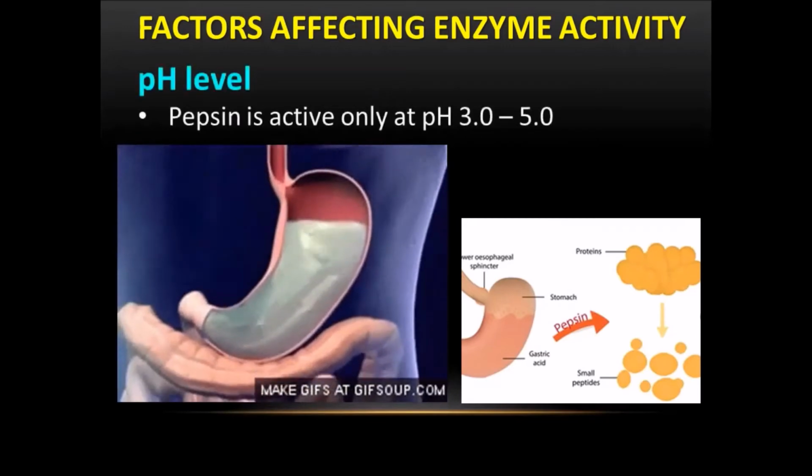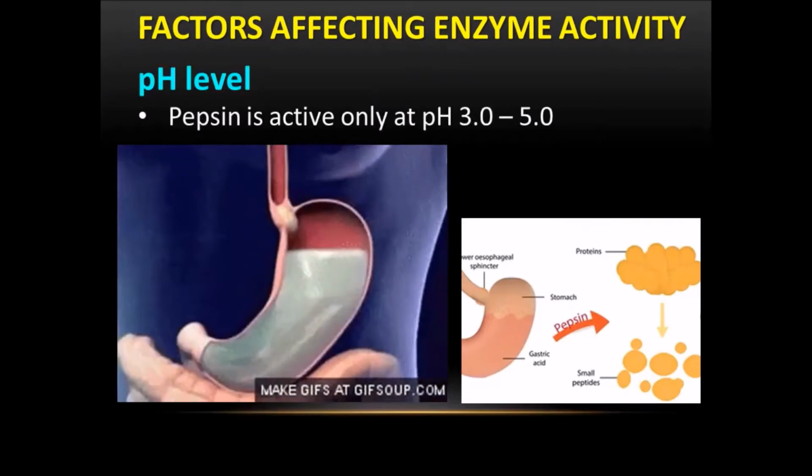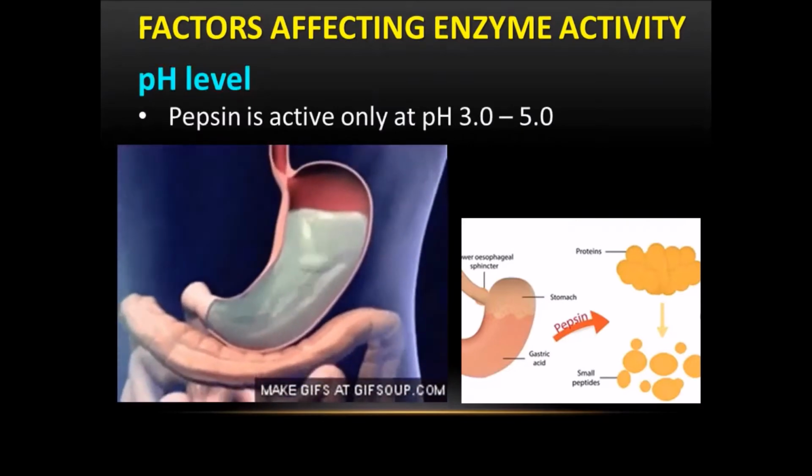The enzyme pepsin is only active within the pH range of 3 to 5 and requires the acid to maintain that pH.